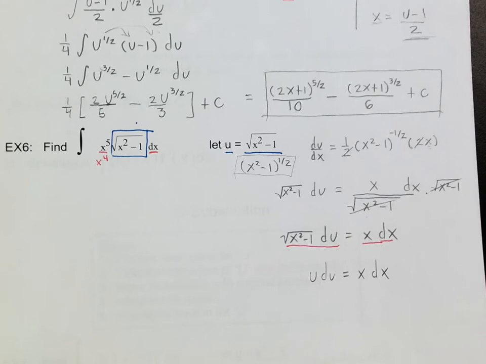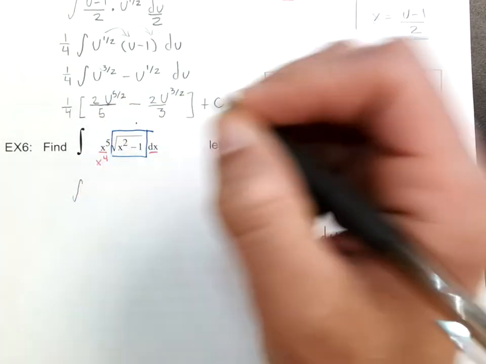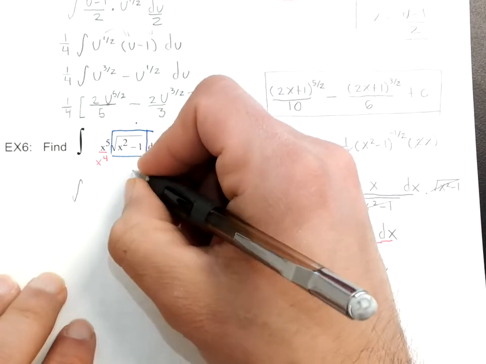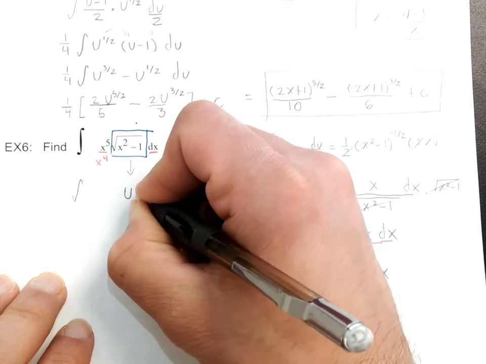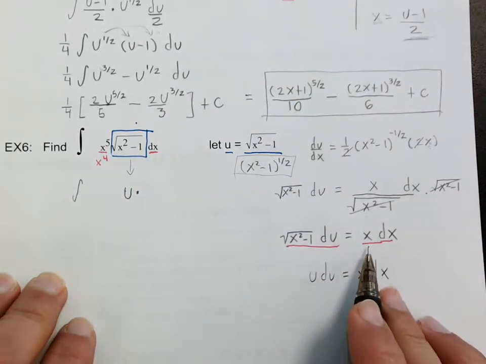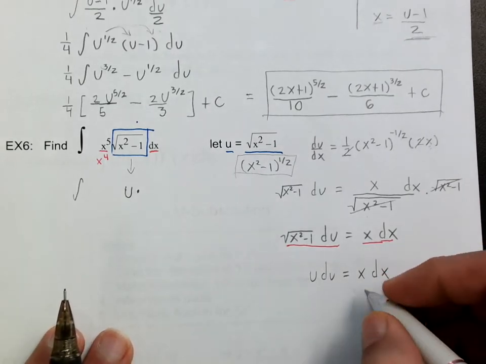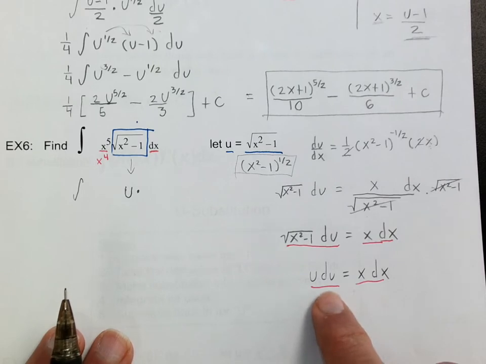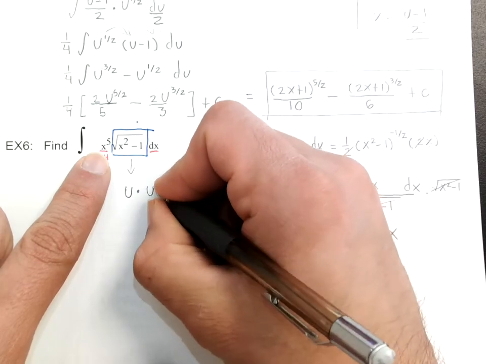Alright? Now, let me rewrite this. Maybe you should be able to recognize better what I have left. Okay, now this right here is u. So we have u. Now notice that x dx is now u du. So I have u du.